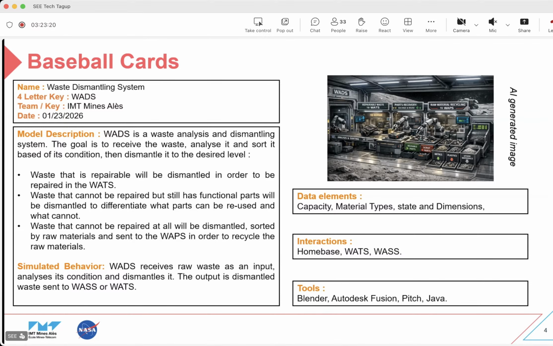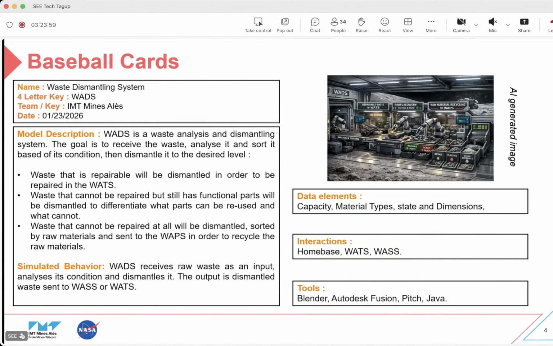The second system that we have developed is the waste dismantling system, and it's the one that acts as an entryway for all of the waste that will arrive to our federates. It basically acts as a gateway between all of the waste that's coming in and the other two federates, which I'll talk about next. It scans whatever is coming in and decides if it needs repairs or if it's beyond repair and needs to be dismantled to be stocked for further use.